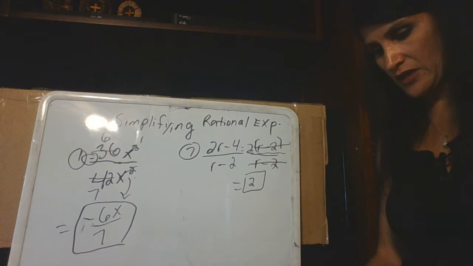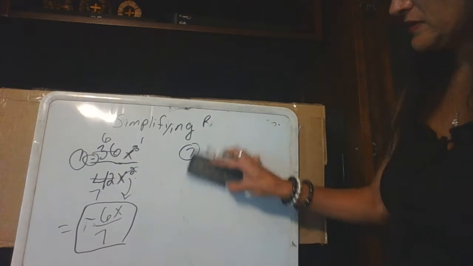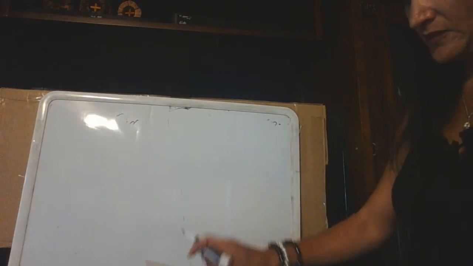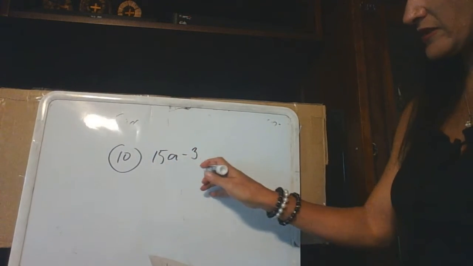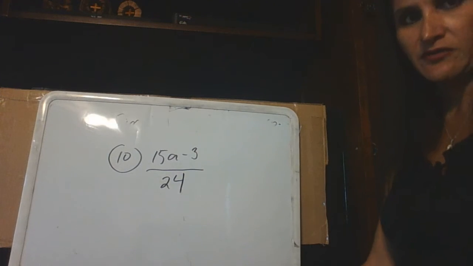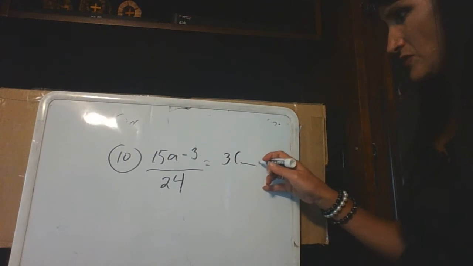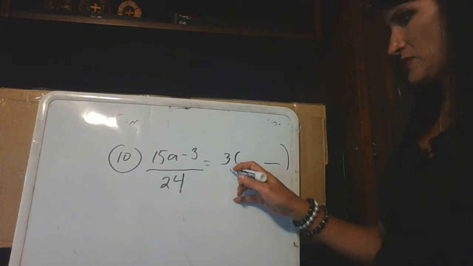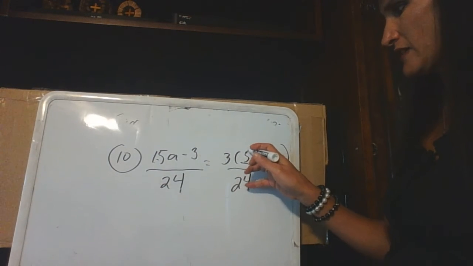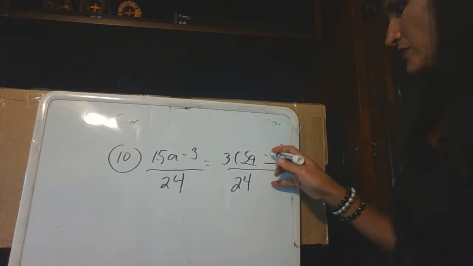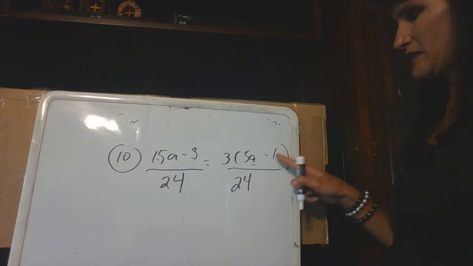Okay? I'll do one more for you. Let's look at number 10. Okay? Number 10 says 15a minus 3 over 24. I have to create a factor, so I'm going to factor out the GCF. 3 is in common, so pull out the 3. It's 2 terms, so leave the denominator. 3 divided by 15a would be 5a, 3 divided by negative 3 would be negative 1. I now have 3 times the parentheses 5a minus 1 on top.